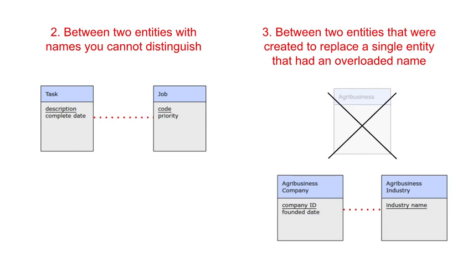In the next two places, 2 and 3, we consider seeking a relationship between entities that are likely to have a to-be relationship. In number 2, we check between entities that have very similar names that you cannot distinguish. Here, job and task sound like about the same thing. In number 3, we check between entities that were created to replace a single entity that had an overloaded name.